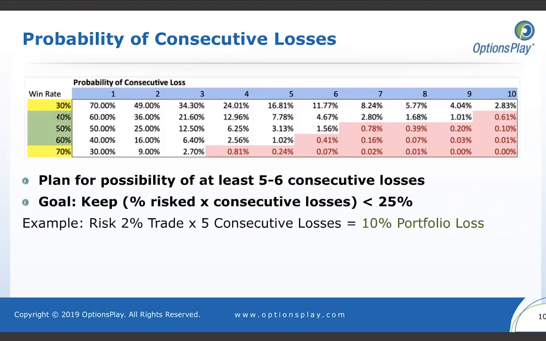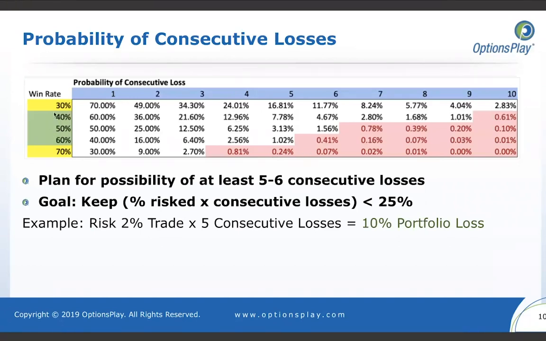So if you have win rates of 40 to 60%, the chances of having 5 or 6 consecutive losses start to drop into the 1 to 3% range. As you can see, anything highlighted in red means there's less than a 1% chance of having that many consecutive losses. So if you have a strategy where you're winning 70% of the time, you have only about a 0.25% chance of losing 5 trades in a row. It's not impossible, but relatively low probability.